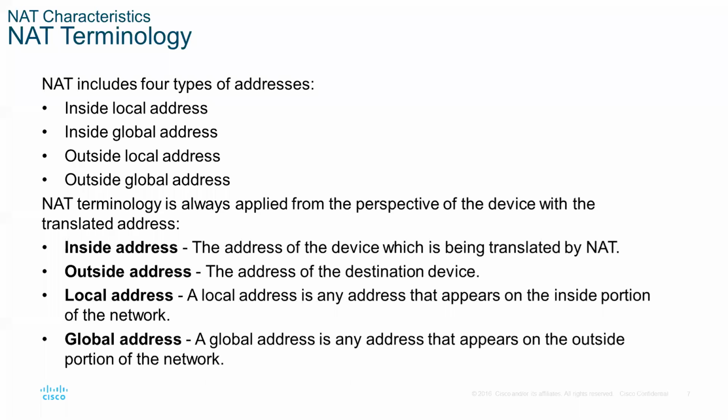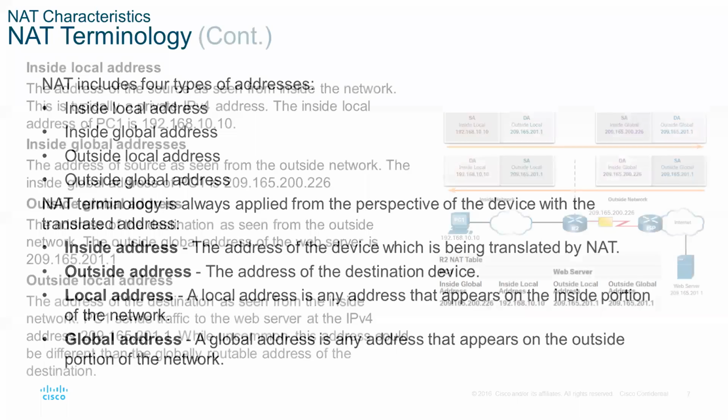So there's 4 types of addresses: inside local, inside global, outside local, and outside global. The inside address is the one that is being translated. The outside address is that of the destination device. So the local address is the address that is on the device that is doing the translation, and the global address is the address that appears to the outside world. I know this can get confusing with all the different terminology.